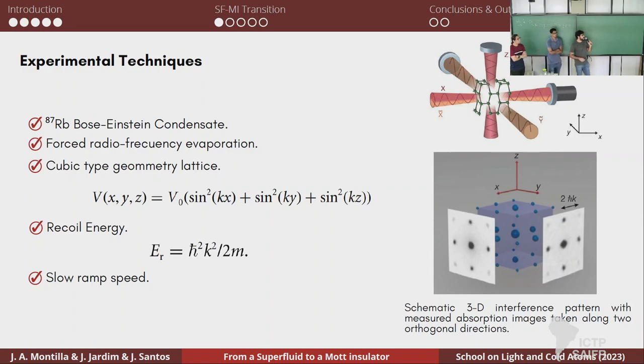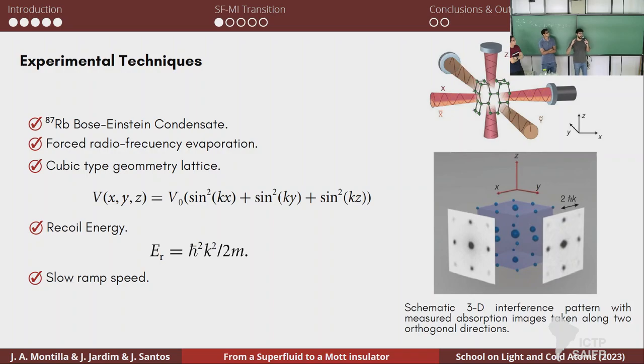And the main thing here is that the Bose-Einstein condensate is previously in the magnetic trap, and to pass it through to the lattice potential, you need to increase the depth of the lattice potential slowly, gradually. So this is called a slow ramp speed, and this guarantees that the many-body quantum state stays in the ground state.